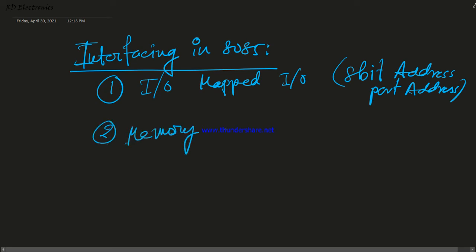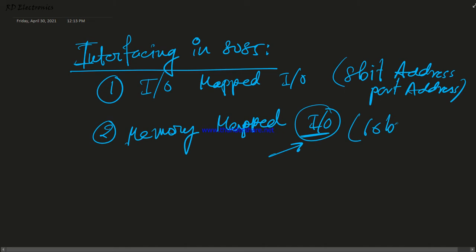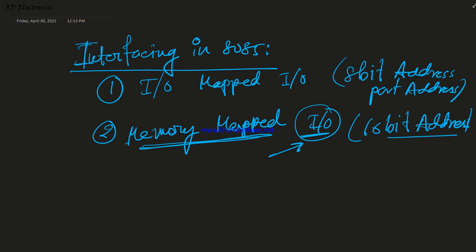memory mapped IO. This is also very important. Why is it named memory mapped IO? Because we target this IO port using a memory address. So here we use a 16-bit address, because in the 8085 we know that memory is addressed by a 16-bit address. So that's why it is known as memory mapped. That means using this memory mapped location, we target our IO device, or we recognize our IO device which is connected to the 8085.